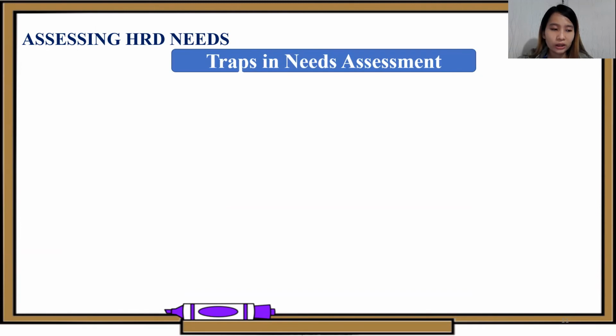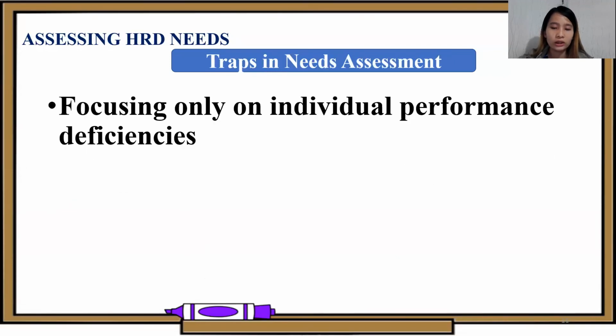Even though it is our goal to have needs assessment, there are also traps. One is focusing only on individual performance deficiencies. Kapag nag-focus ka lang diyan, it does not fix group or systematic problems. It is also establishing performance standards, which is very time consuming, no? Kasi iisa-isahin mo sila. And then we have unrealistic standards which can hamper motivation, and also it can lead to mistrust between workers.